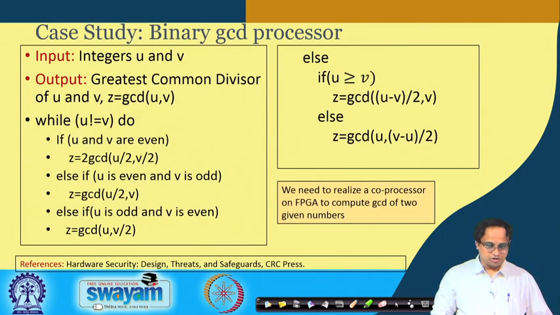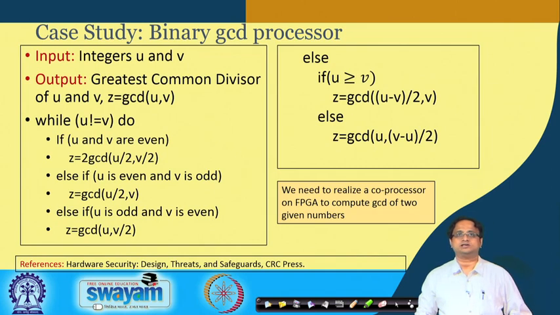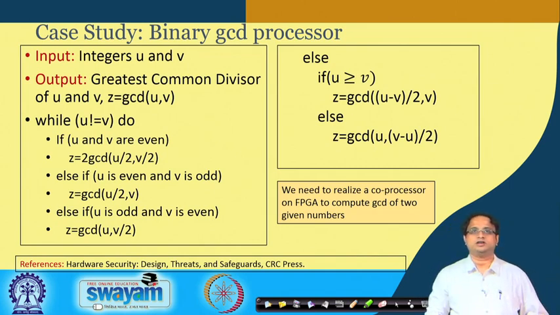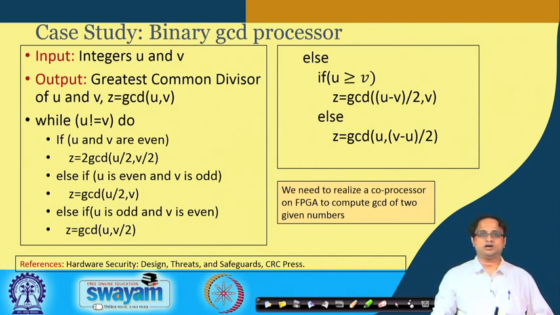Let us take an example. This is an example of a binary GCD processor, a very common example straight from the textbooks. There are two integers u and v, and we are interested in computing the greatest common divisor of u and v. In this case the greatest common divisor is stored in the variable v. This is also called the binary Euclidean algorithm. The algorithm is a sort of modification of the original long division Euclidean algorithm for computing the greatest common divisor.